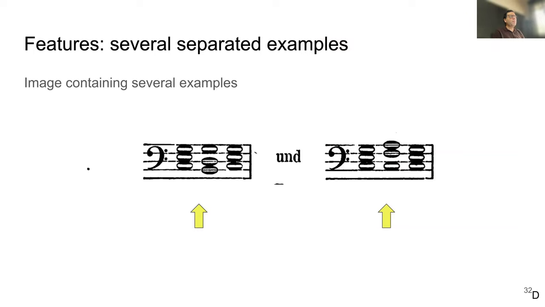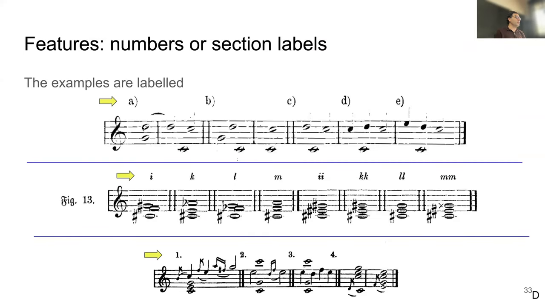Well, there are many examples where document analysis systems should be able to distinguish between two different examples in the same figure, like this one or like this one. In this case, we have single staves or single systems, and the examples are labeled as these labels you can see here or with numbers. This is something important that the OMR system should be able to identify.